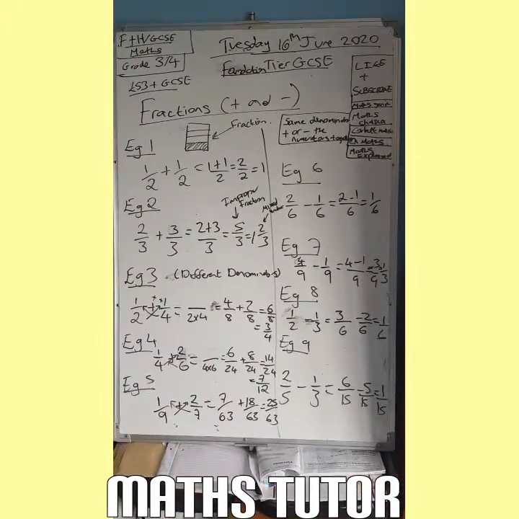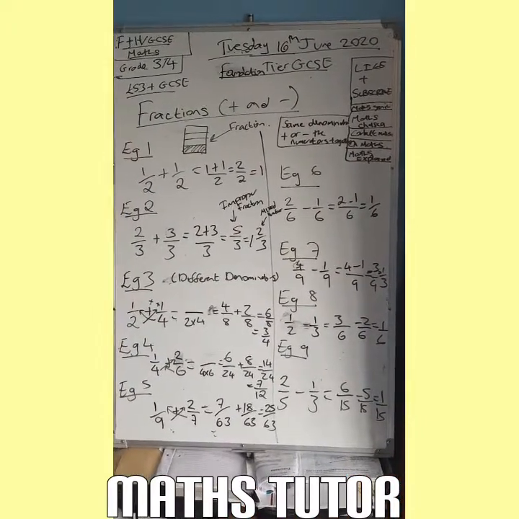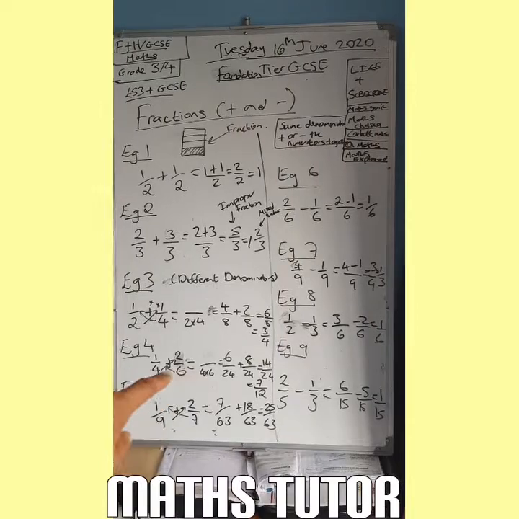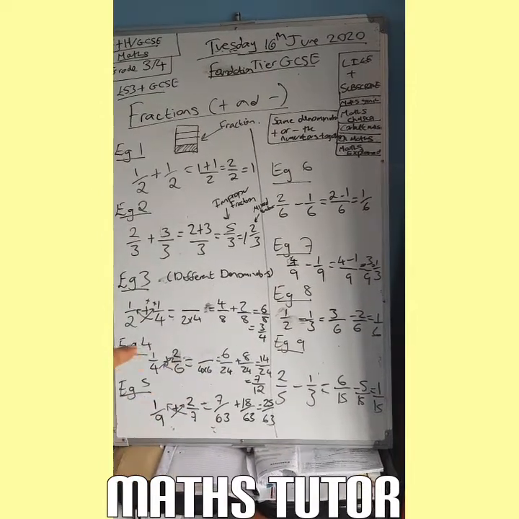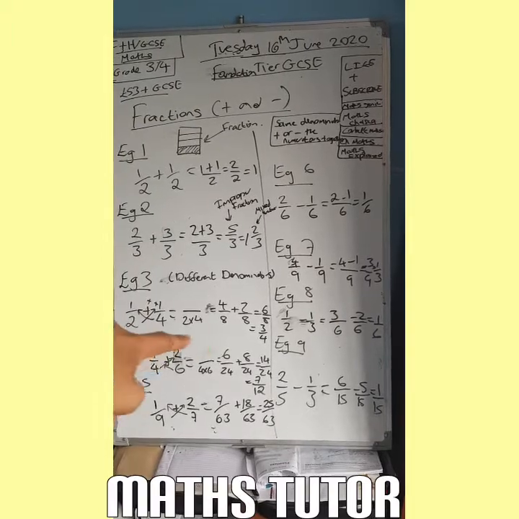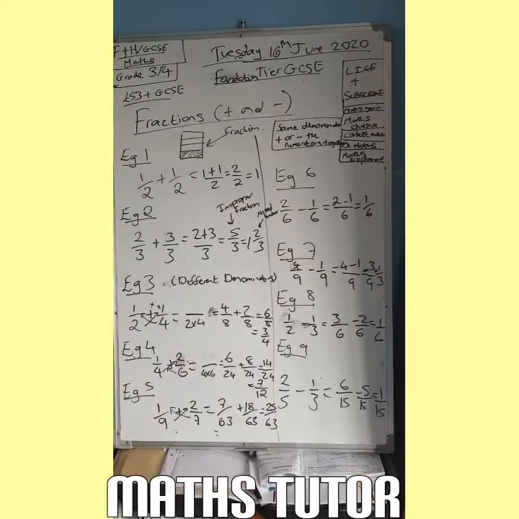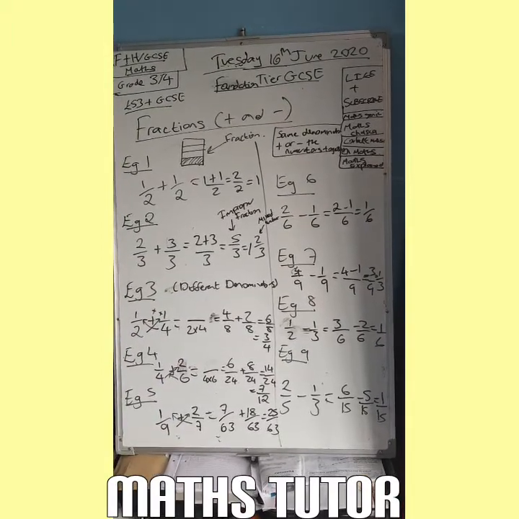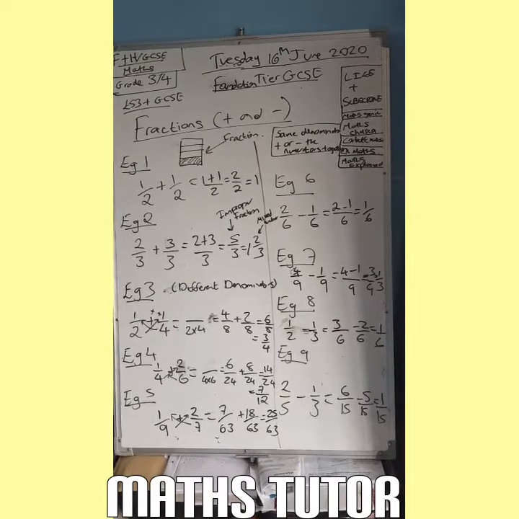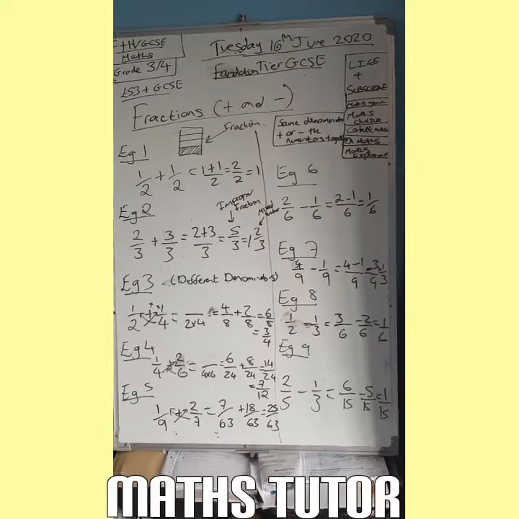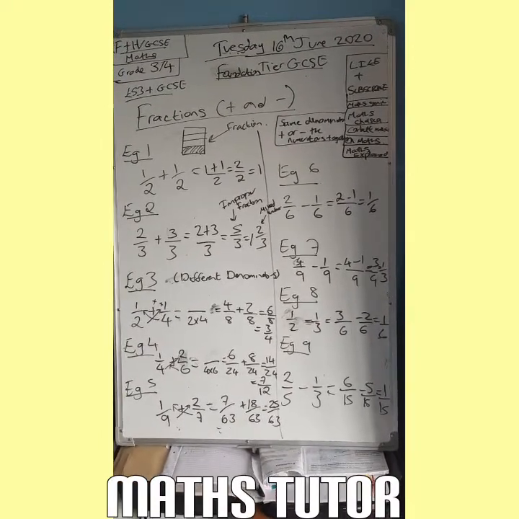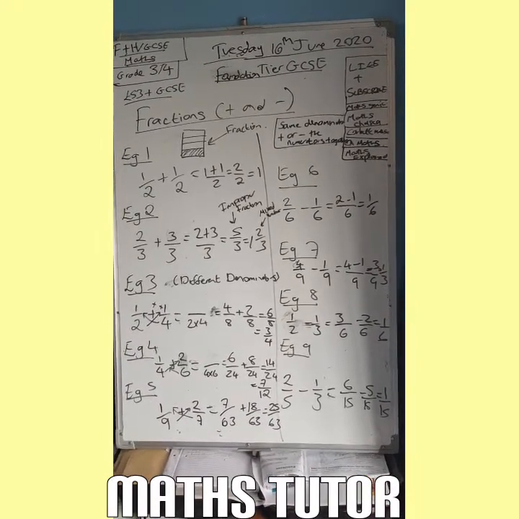Example 4, a quarter plus 2/6. Again, 4 times 6 is going to be 24. Cross multiply: 6 times 1 is 6, and 4 times 2 is 8. 6 plus 8 is 14 over 24, which simplifies to 7 over 12, dividing top and bottom by 2 because they are both even numbers.